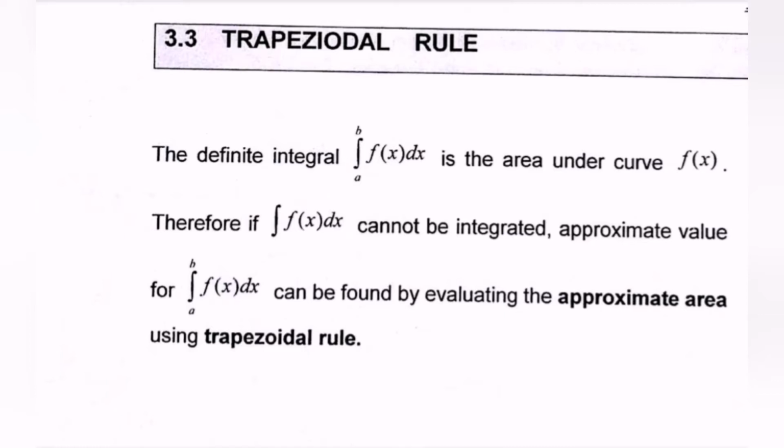The definite integral of the function f(x) with respect to x for the limits a until b is the area under the curve f(x). Therefore, if we have an integral of f(x) with respect to x that cannot be integrated, which means that for chapter 1 integration it cannot be integrated, we are going to use the trapezoidal rule to approximate the value of the definite integral.